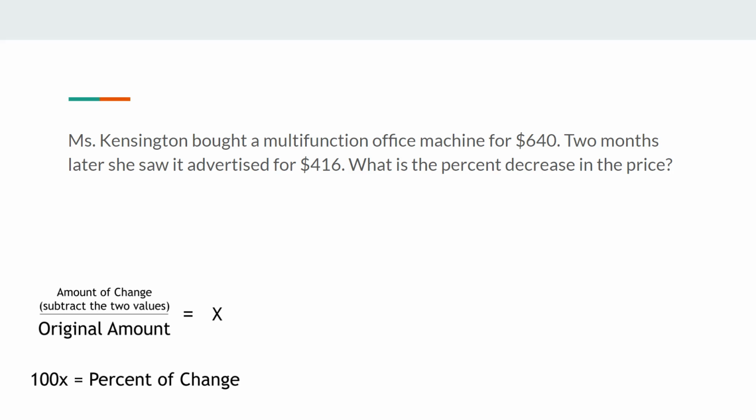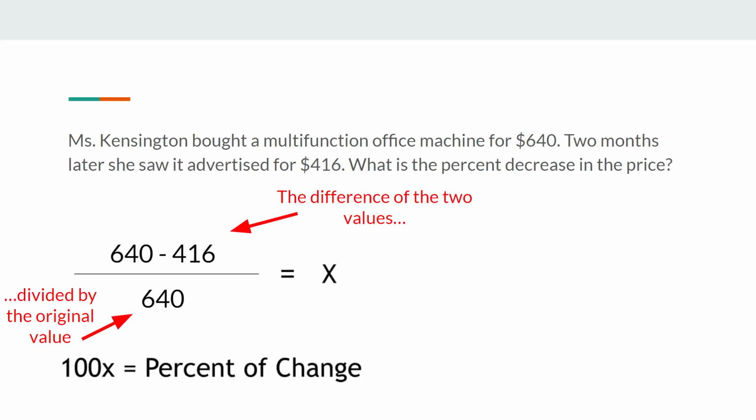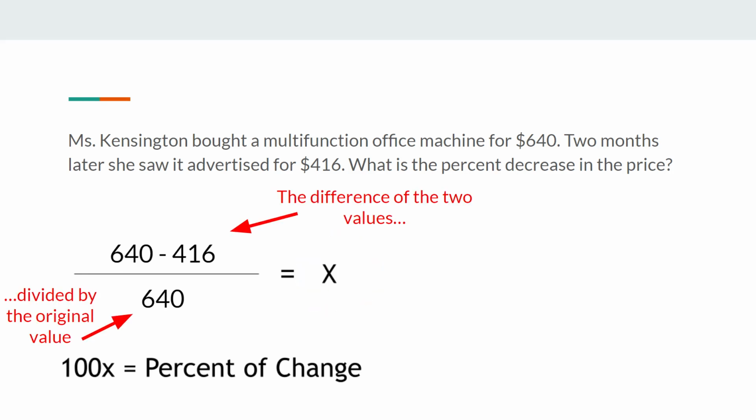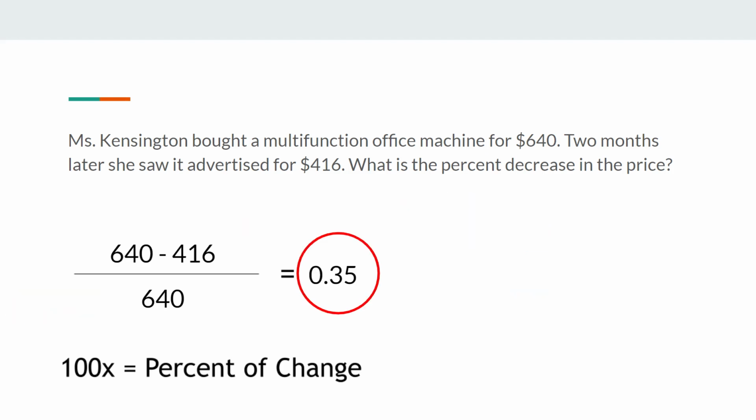All right, so it originally cost 640 and now it costs $416. How much of a percent did it change by? So the first thing that we're going to do is make our substitutions, right? And we're going to subtract the values of 640 minus 416. When we do that, 640 minus 416, I ended up with 224. So now I do 224 and I divide that by 640. All right, divided by 640, and then I end up with 0.35.